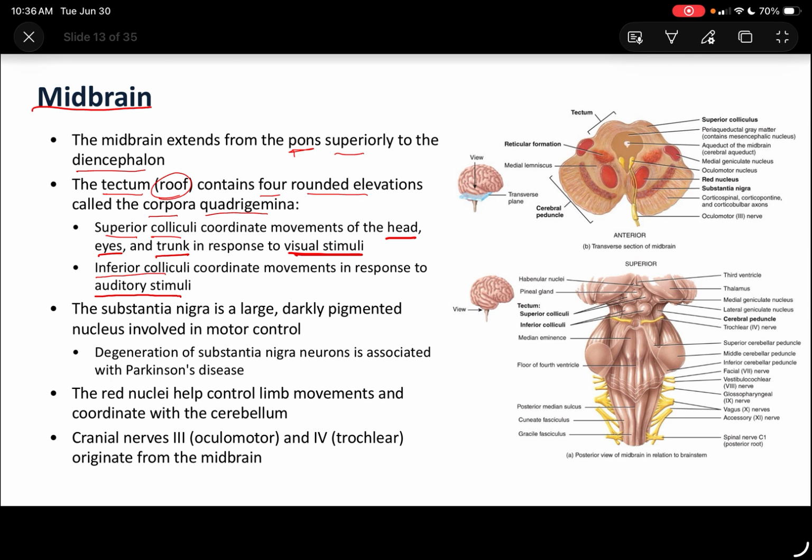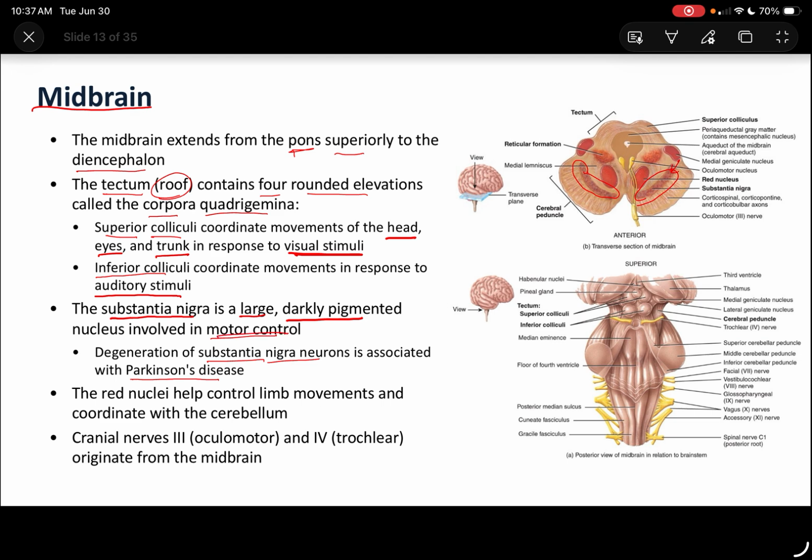Now, we're also going to have a region called the substantia nigra. This is going to be this large, darkly pigmented region that we can see here. This is our substantia nigra. This is going to play a role in motor control. And so when we see patients that have Parkinson's disease, we see a degeneration, we see a breakdown of those little neurons that are associated with our substantia nigra, causing the associated motor control issues.